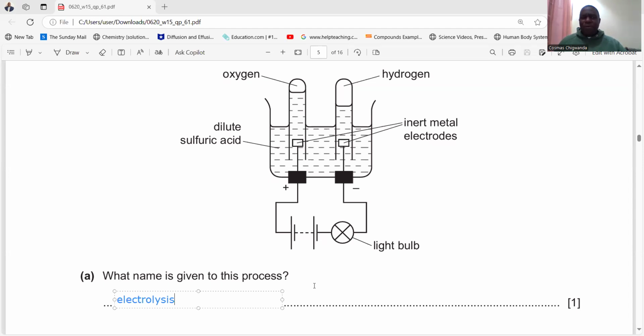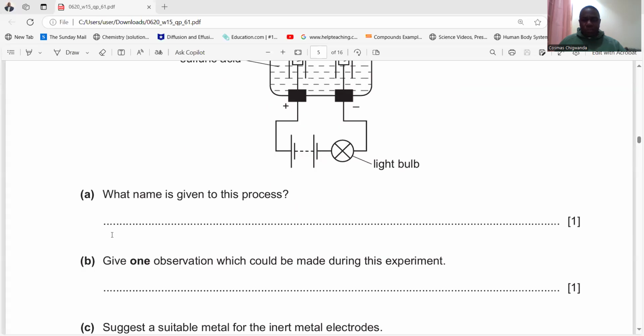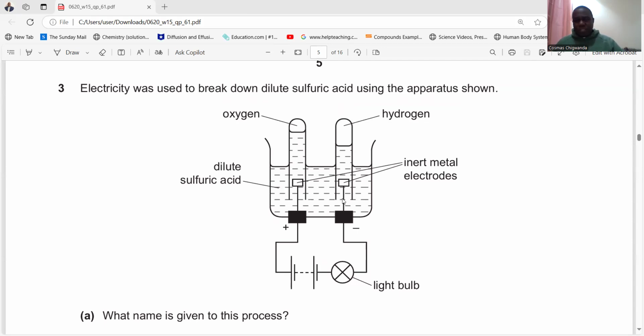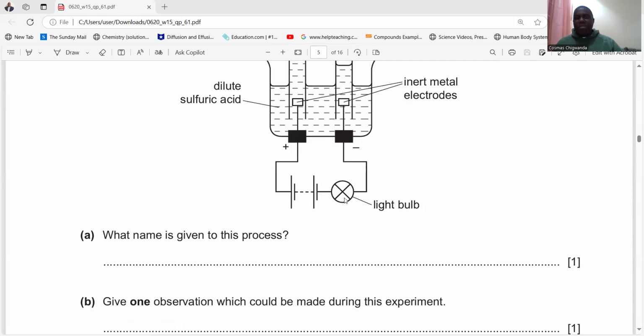Without wasting time, we move on to the next question. The next question reads, give one observation that could be made during this experiment. One process as that experiment is happening. We are going to have sulfuric acid being broken down into its components, and we are going to produce ions during the process. So we see here oxygen and hydrogen gas being produced there. So obviously, we are going to see bubbles, and because we are producing ions in the solution, something is going to happen on the light bulb there.